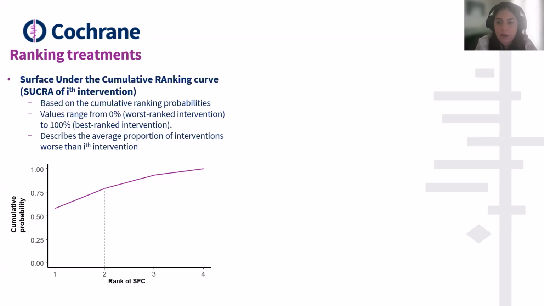So the cumulative ranking curve for a treatment shows how likely it is to get a high rank. If a treatment is often ranked first or second, its curve will stay high and near to the top of the graph. If a treatment is mostly ranked low, then the curve will stay lower. Now, the area under this curve is called the surface under the cumulative ranking curve, and this is the SUCRA. A large area under the curve means that the treatment is very likely to be among the best. A smaller area means that the treatment is less likely to rank highly.